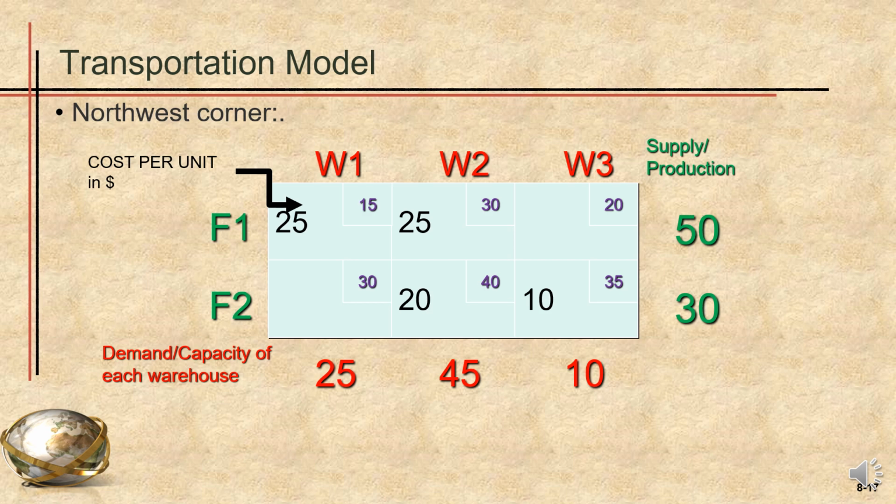As you can see, under the northwest corner method, this is how you will assign the number of units under each warehouse. From factory 1, 25 going to warehouse 1. From factory 1 going to warehouse 2, another 25. From factory 2 going to warehouse 2, it's 20. From factory 2 going to warehouse 3, it's 10. And this cell will be empty. So with that, our distribution of the units to be produced by factory 1 is now okay.